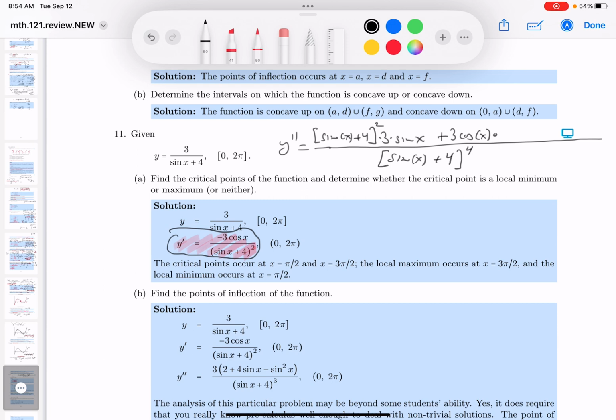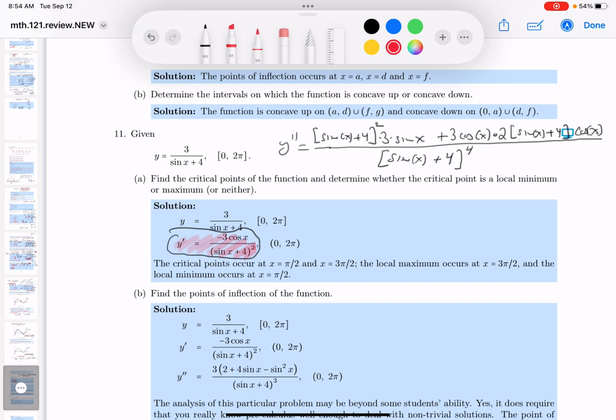Times the derivative of the bottom. That's going to be 2. This looks awful, doesn't it? Sine x plus 4 to the first power. And derivative of the inside is going to be cosine x. And it looks really kind of difficult. As I go through it though, I want to emphasize, I'm looking for something easy to do.